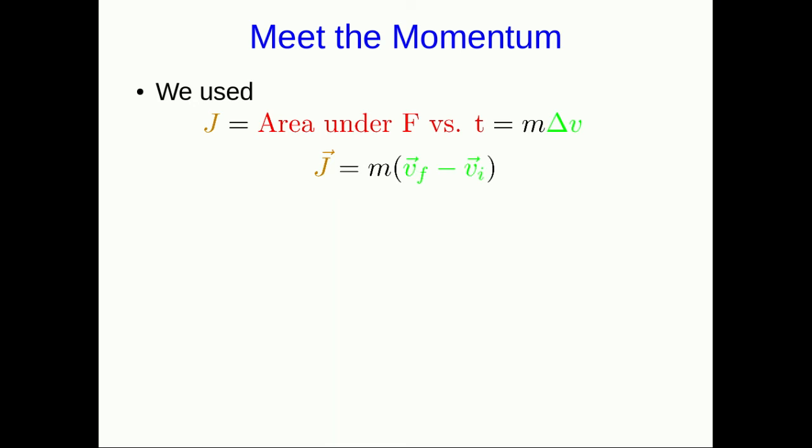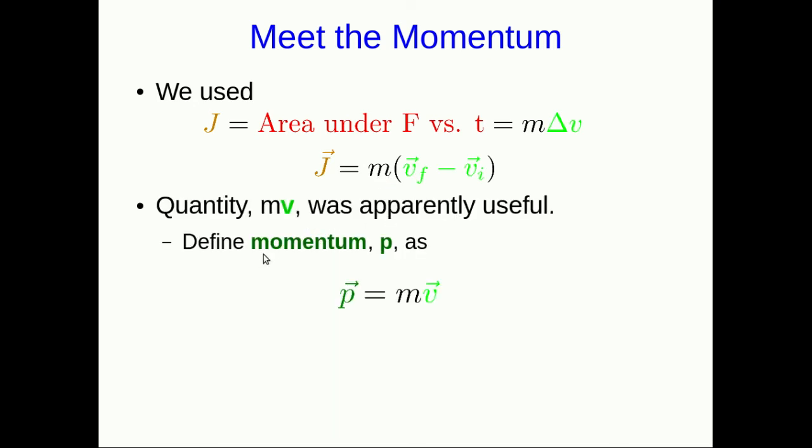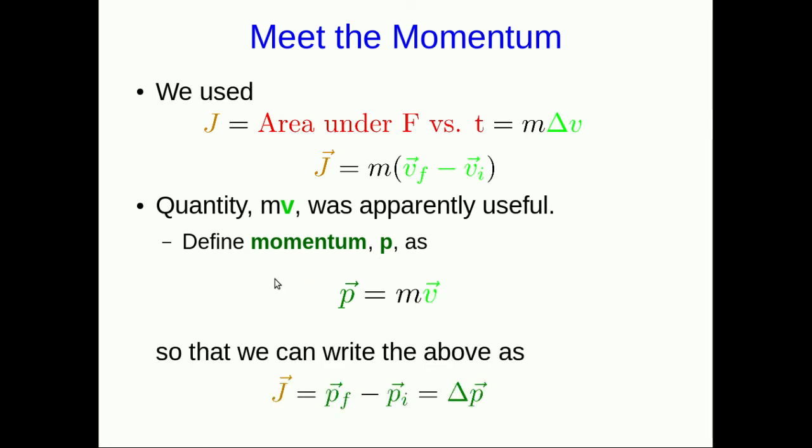So we've been using this equation that the impulse is m delta v, or m times vf minus vi. And so apparently this quantity m times v is sort of useful. So this is what we're going to call the momentum. We'll represent it by p, I guess because m was taken for mass. So a momentum is just a mass times a velocity. And we'll talk more about how to think of a meaning for it later.